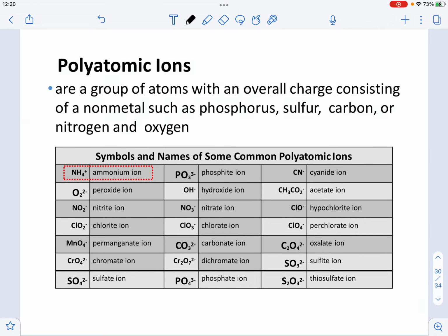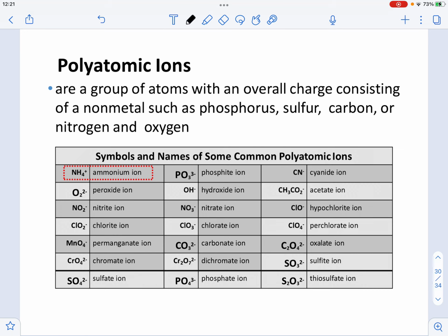Other charge species that exist in chemistry are polyatomic ions, and they are a group of atoms with an overall charge consisting of nonmetals like phosphorus, sulfur, carbon or nitrogen, and oxygen coming together. Out of the polyatomic ions, which ones do you need to know? The ones that are given in the following slide.